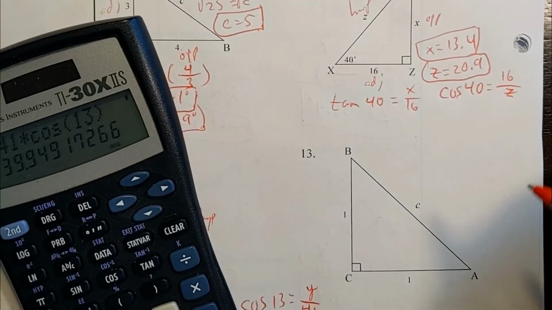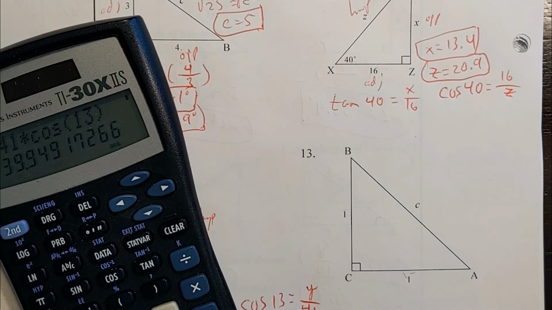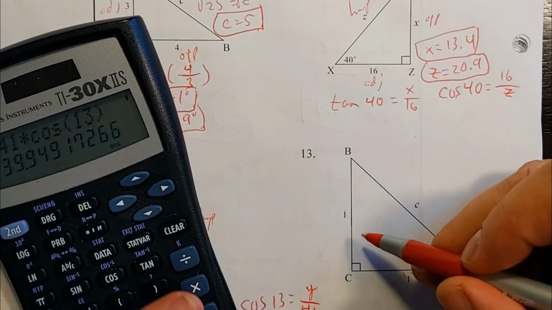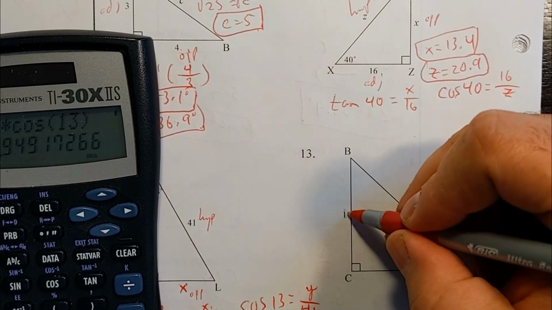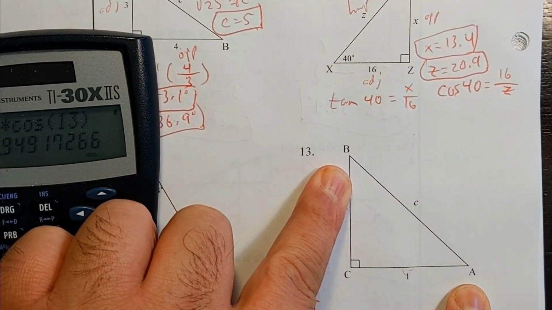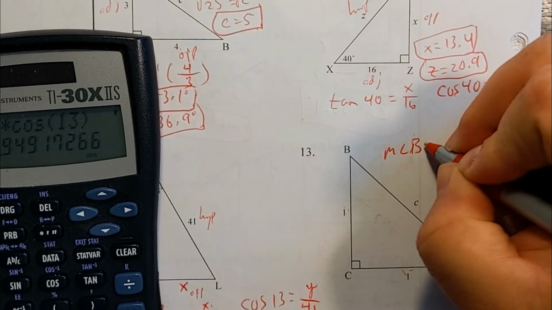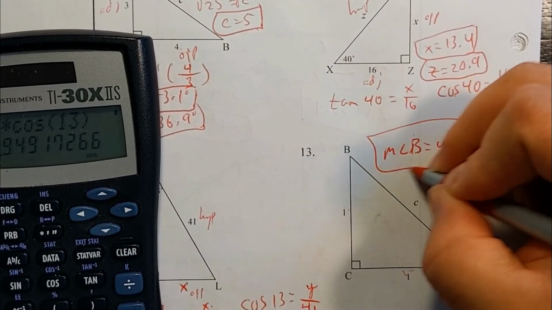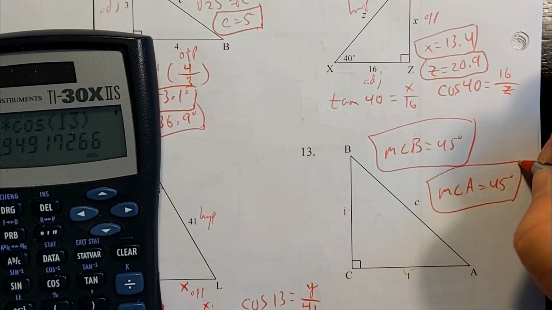Number 13, if you see that these two sides are the same, and you recognize that when two sides are the same, you're looking at a 45, 45, 90 triangle, you can save yourself a ton of work. Because if these angles are the same, then the 90 degrees that those angles share has to be split directly in half. So that means that the measure of angle B is 45 degrees. The measure of angle A is 45 degrees.